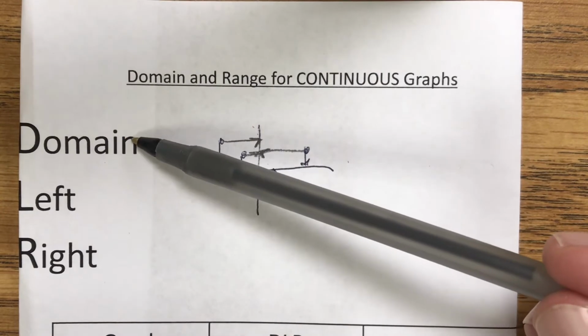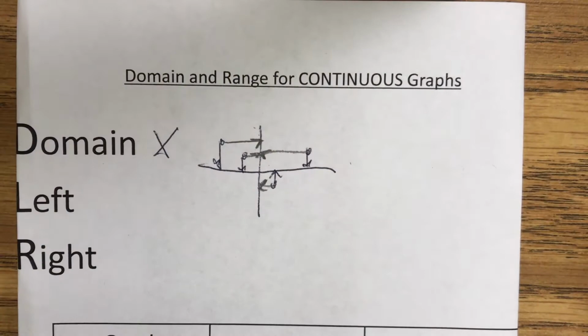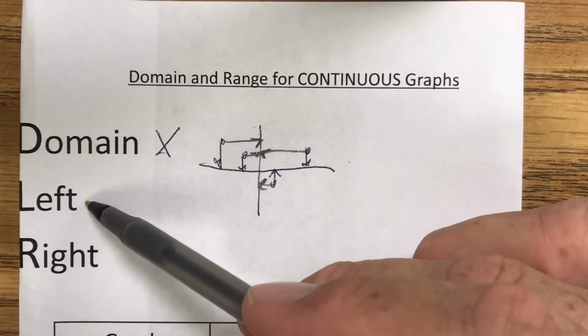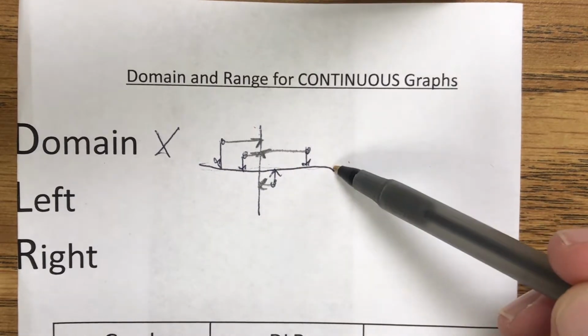Of course, domain is dealing with the x values. So that's going to go from the left to the right, because that's the way the x-axis goes. It starts on the left and it goes all the way to the right.